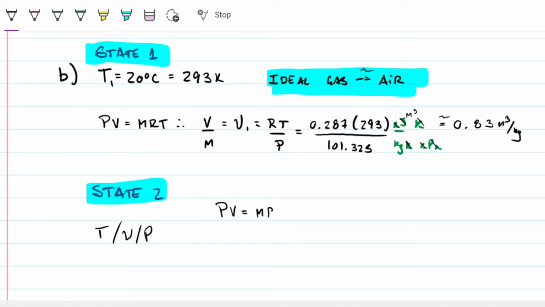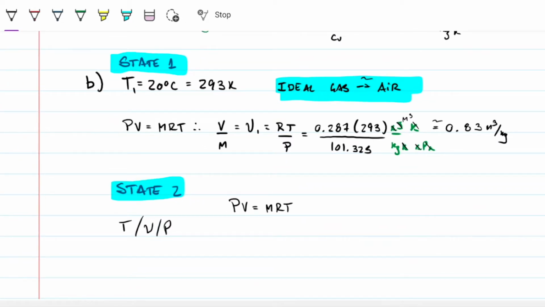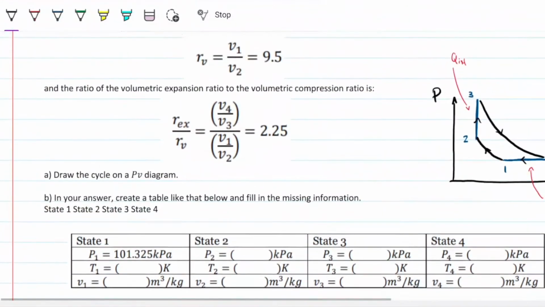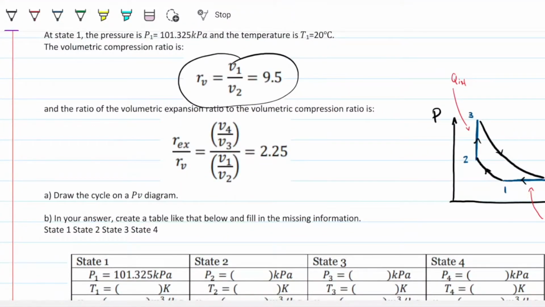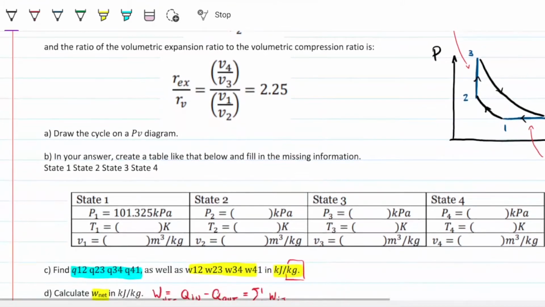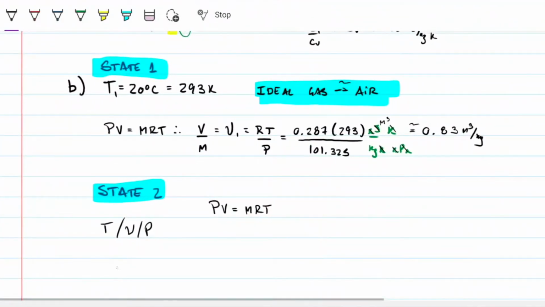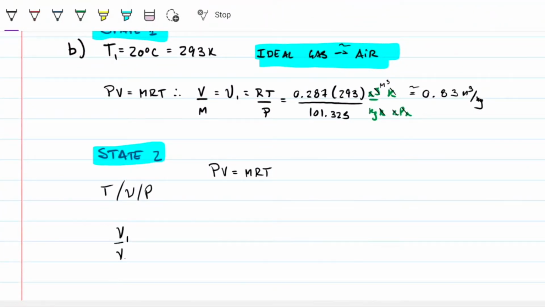What we need to do is find at least 2 of these, or any other 2, so that we can then use PV = nRT. What we do have is a relationship for the ratio between the volumes, between state 1 and 2, which is 9.5. That's very straightforward, right? So specific volume at state 1 divided by specific volume at state 2 equals 9.5. Therefore, we can easily find the specific volume at state 2, almost a tenth of the first, so that's just 0.087 meters cubed per kilogram.